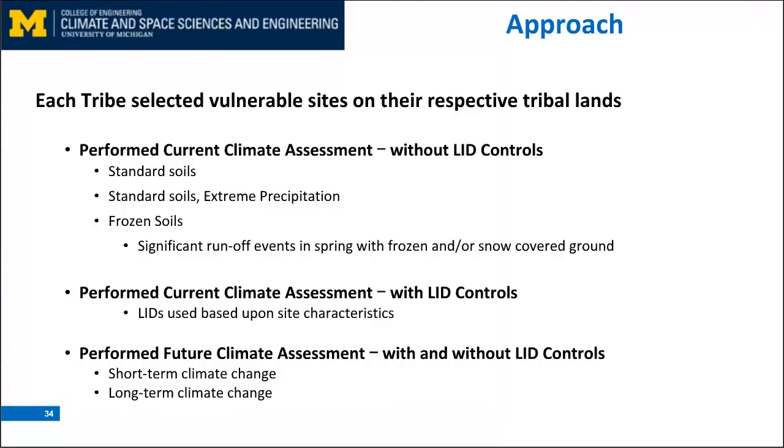So in essence, we decided to do just a basic climate assessment, a baseline, as Chris called it, without any of the low-impact development controls that are possible. We looked at just what I'm calling standard soils, traditional soils that were assessed with the Stormwater Calculator, and then we looked at those standard soils as well with extreme precipitation events and looked at what the runoff might look like for those.